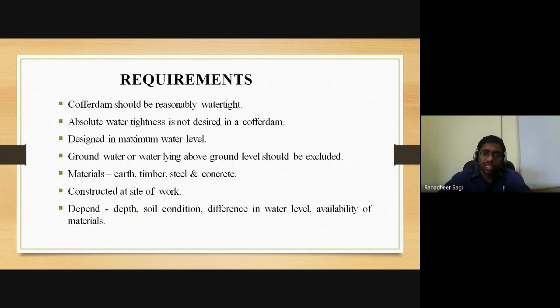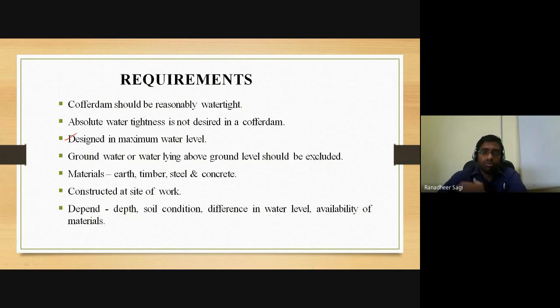So in such a particular case, we have to think of how to look at all those seepages that are happening into that cofferdam structure, and how to minimize all those effects. However, absolute water tightness is not desired in the case of a cofferdam, or in all the different types of structures where you are taking up this temporary cofferdam construction. This is designed for maximum water level flowing conditions only.